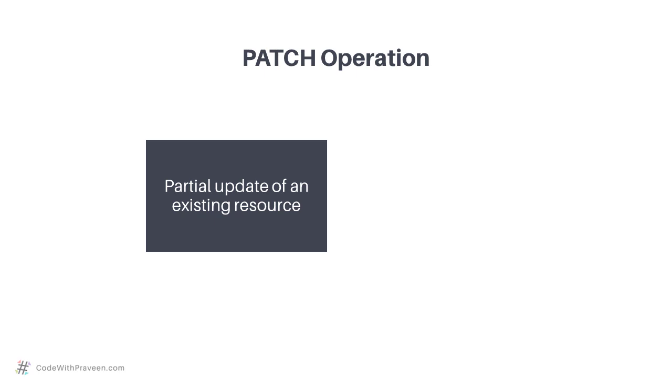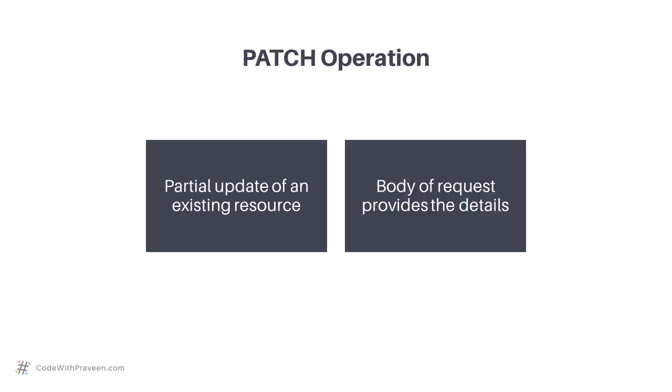Finally, we have the HTTP PATCH operation. The PATCH operation is used to update a resource partially. In case you have an existing resource and you would like to update only part of the resource, then you can consider using the PATCH operation. The difference between PATCH and PUT is that the PUT operation updates all the resource details, whereas the PATCH operation updates only part of the resource. The body of the request contains the partial details that need to be updated.